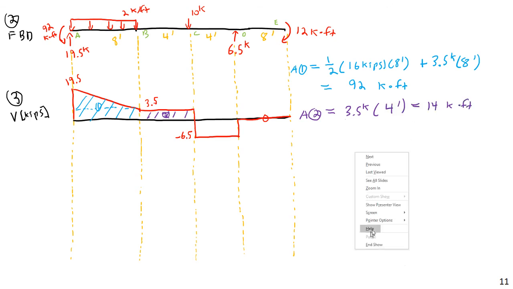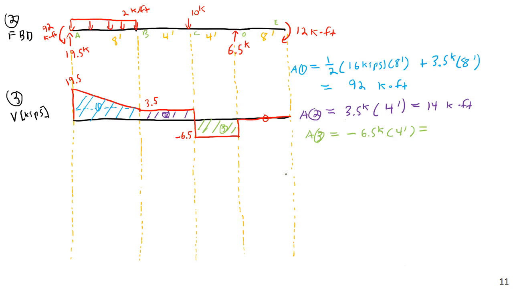Then let me get my third area. And let's go ahead and use some light green here. This area will be area 3. And area 3, again, is just another rectangle, except it's going to be negative. So I'm going to put negative 6.5 kips times a length of 4 feet. And that'll produce an area equal to negative 26 kip feet. Negative 26 kip feet.